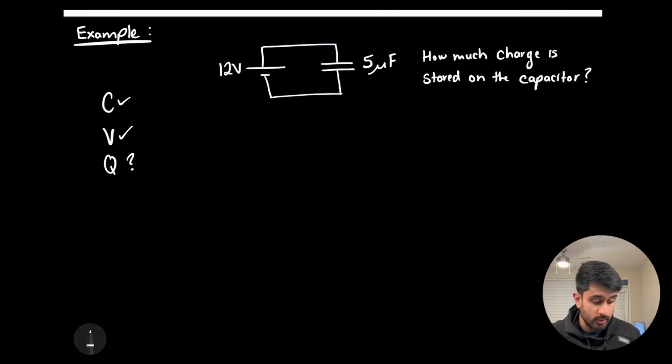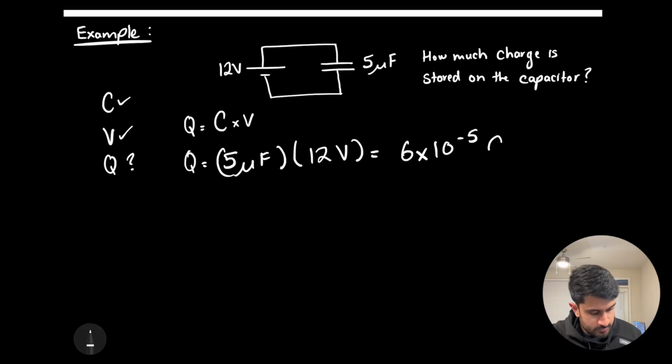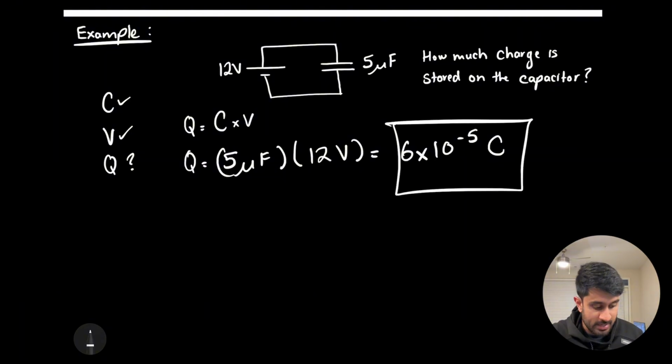What is an equation that really has all those relationships? It is Q equals C times V, an equation that we've already studied. Since we have all the variables here in place, we can simply plug and chug into our equation. Q is equal to 5 microfarads multiplied by 12 volts, which is going to equal 6 times 10 to the negative fifth coulombs of charge on this capacitor. That is simply our answer.